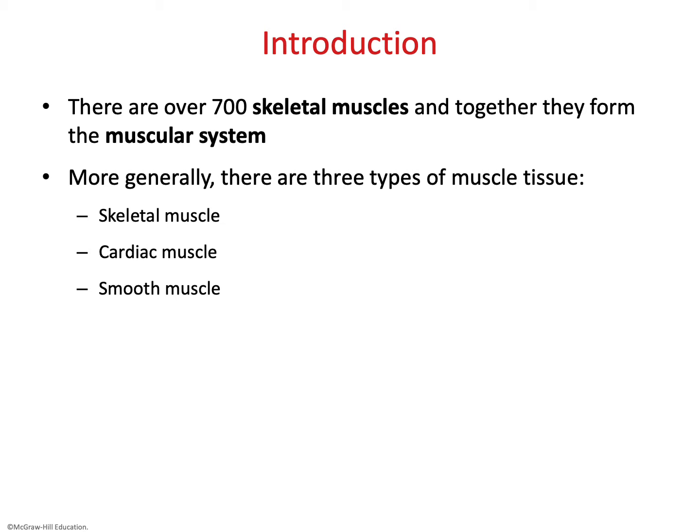We won't be learning all 700 in your lab exam. More generally, there are 3 types of muscle tissue: skeletal muscle, cardiac muscle, and smooth muscle. So those are your 3 types of muscle tissue that you can write in your notes: skeletal, cardiac, and smooth. And we'll focus a lot on skeletal today.